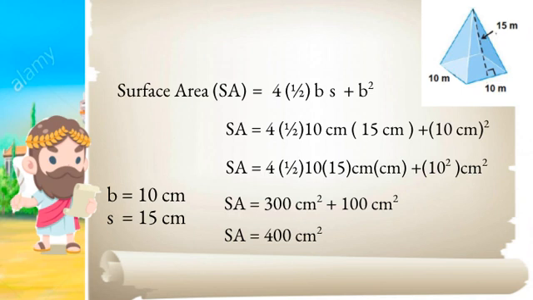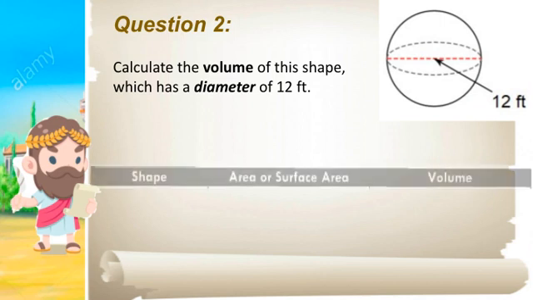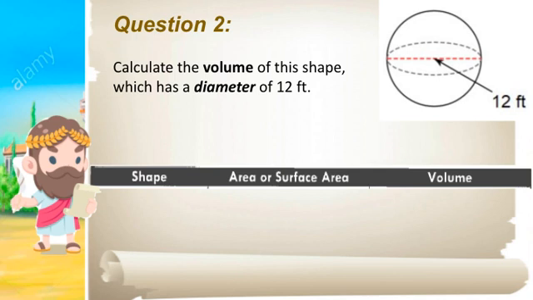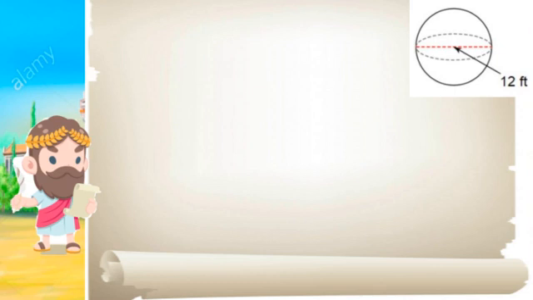Let's try another problem. First, let's determine what shape this is, and choose the correct formula from our formula sheet. You're right, this is a sphere. And the correct formula is the corresponding equation, found in the volume column. Once again, let's write out our correct formula on a clean sheet of paper, paying close attention to the dimension of the shape provided. Let me ask you an important question.